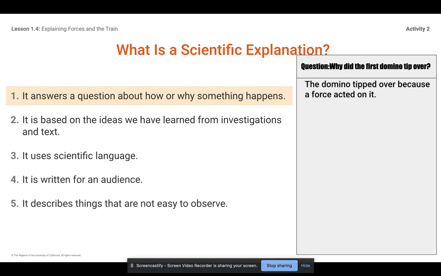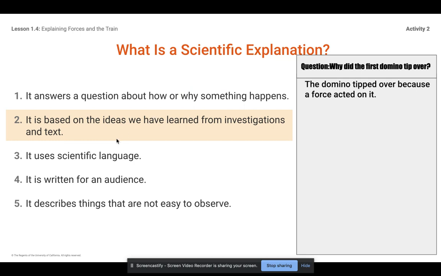So I'm going to start off with my first sentence. The domino tipped over because the force acted on it. That force was my hand pushing it. All right, on number 2, it is based on the ideas that we have learned from investigations in text.